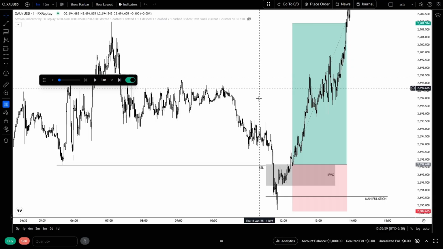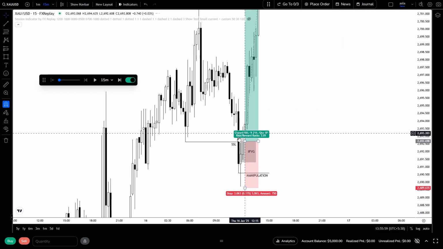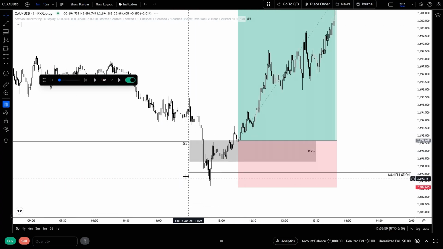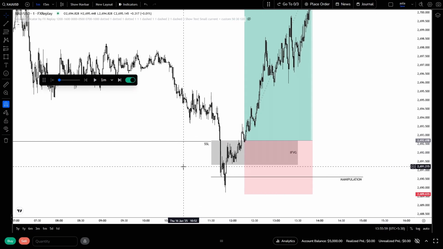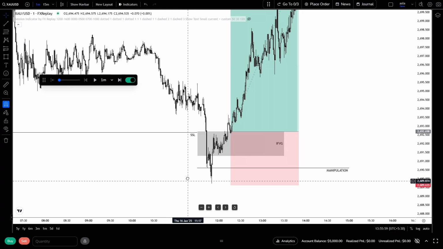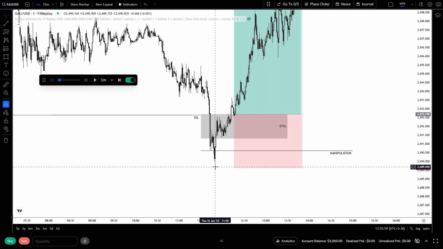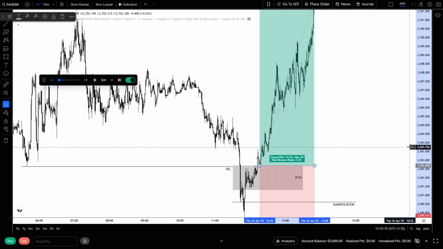Here's another example. First, we have a sell side liquidity sweep, followed by the manipulation candle right here. After that, we spot the inverse fair value gap on the 1-minute time frame, just like before. We place our order at the inverse, set the stop below the low, and target a static 1:3 risk to reward ratio.